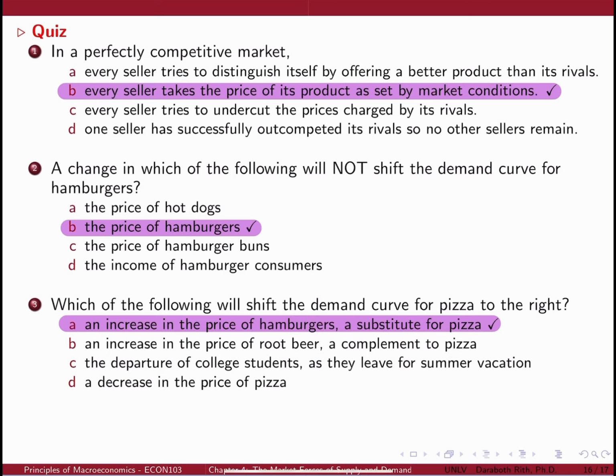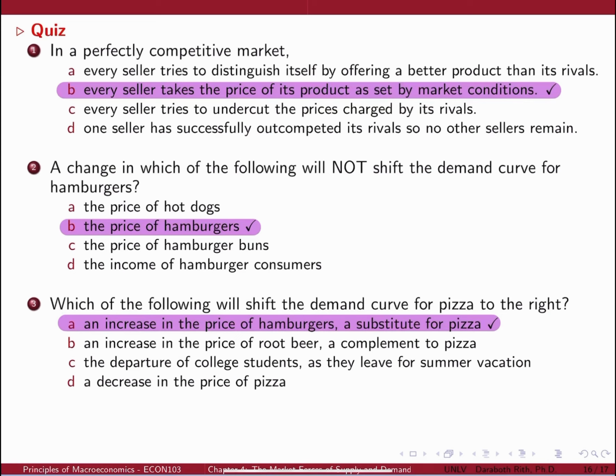Question number 2. A change in which of the following will not shift the demand curve for hamburgers? Remember that price can only matter to the quantity demanded, or any points on the demand curve, but it cannot relocate the entire demand curve. So in this case, the price of hamburgers itself is not a factor that shifts the demand curve. Then the answer is B.